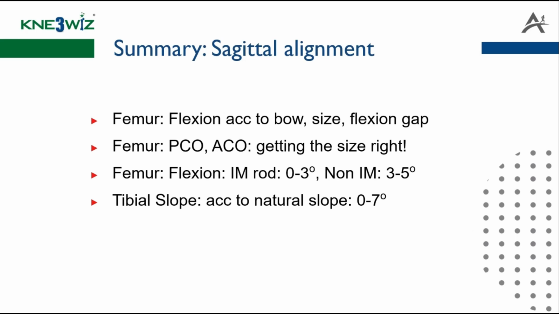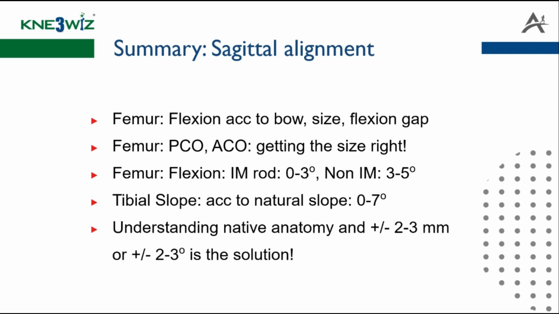Flexion between 0 to 3 degrees from the anatomic axis, restoring both offsets, anterior and posterior, and getting the correct tibial slopes. Fully understanding the native anatomy is the only solution, and then tweaking it to within 2 to 3 mm or within 2 to 3 degrees.